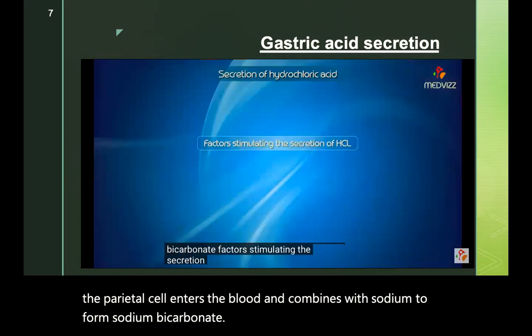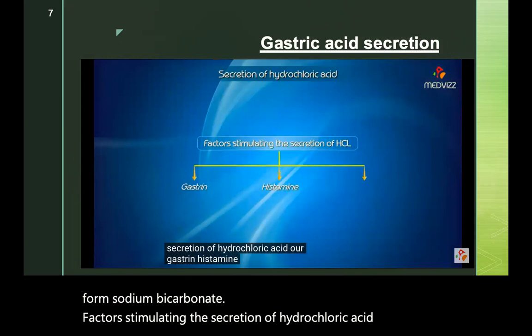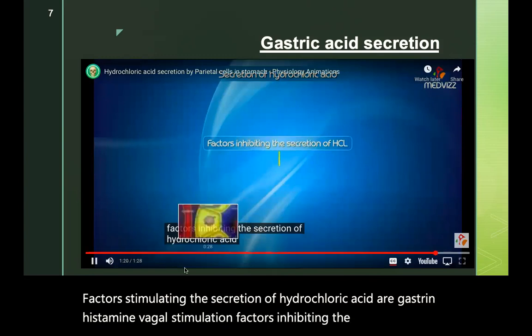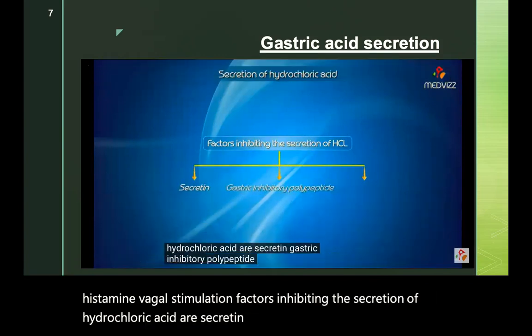Factors stimulating the secretion of hydrochloric acid are gastrin, histamine, and vagal stimulation. Factors inhibiting the secretion of hydrochloric acid are secretin, gastric inhibitory polypeptide, and peptide YY.